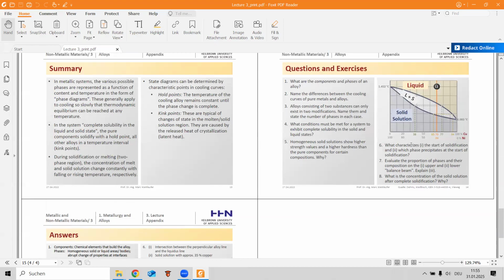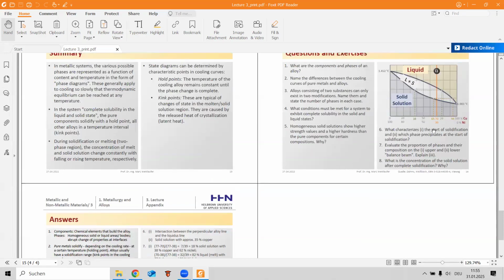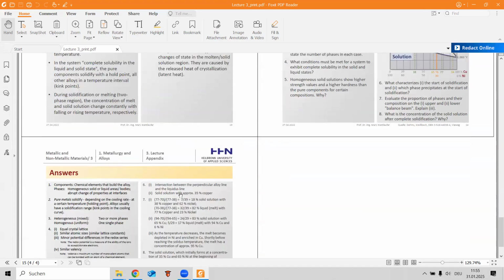Question 6. What characterizes the start of solidification? And second, which phase precipitates at the start of solidification? The intersection between the perpendicular color line and the liquidus line characterizes the start of solidification, and a solid solution with approximately 35% copper precipitates.